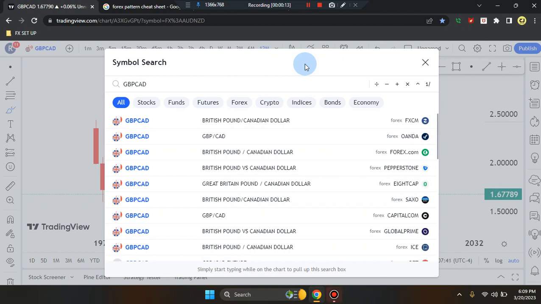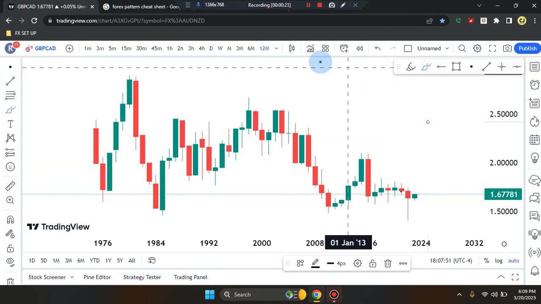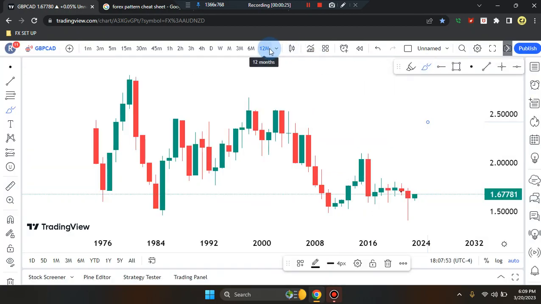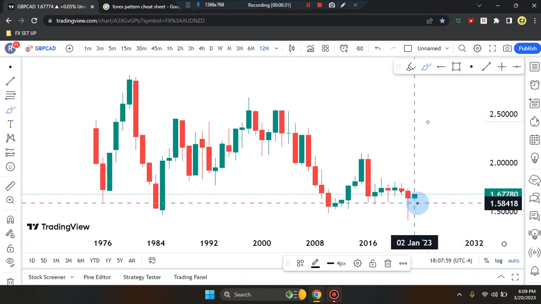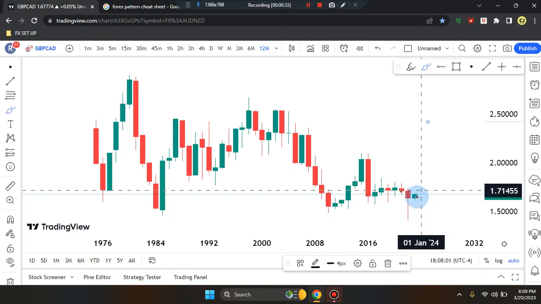Okay, everyone, this is Cam Jones, FX Daily Analysis, and we are marking up GBP CAD. We are on a 12-month time frame. Price action, last candle to the right-hand side, is sitting as a bullish green candle with a little bit of a spike down to the low on that candle.